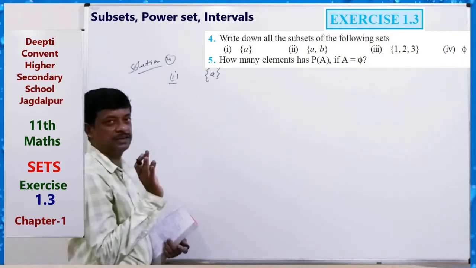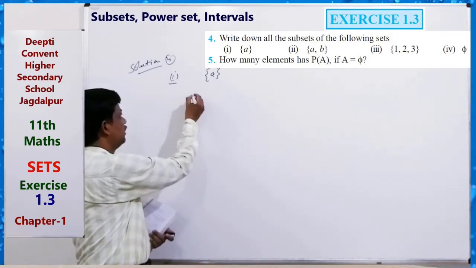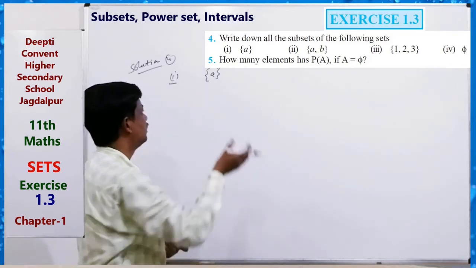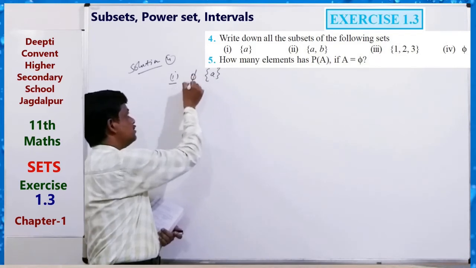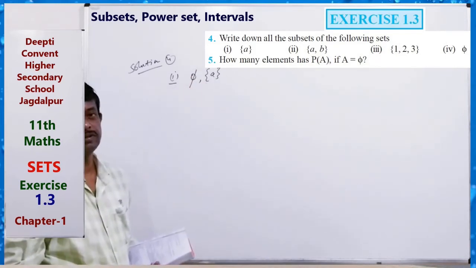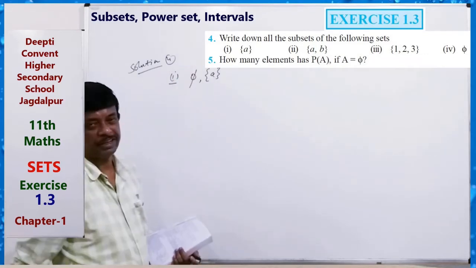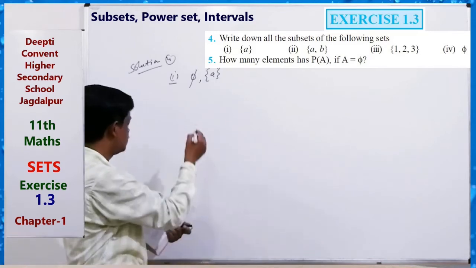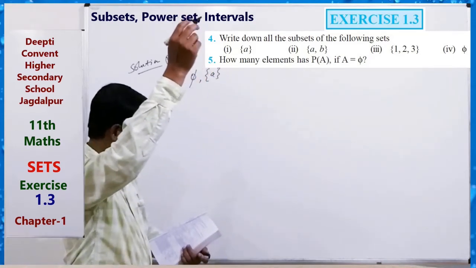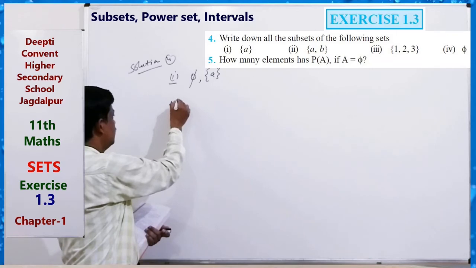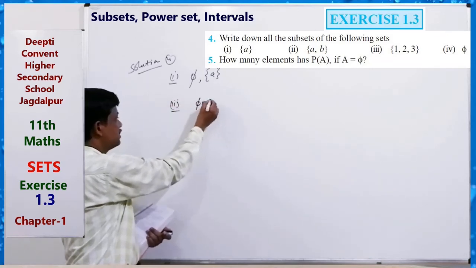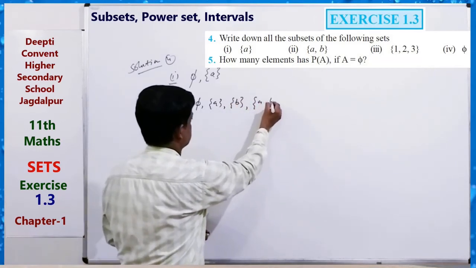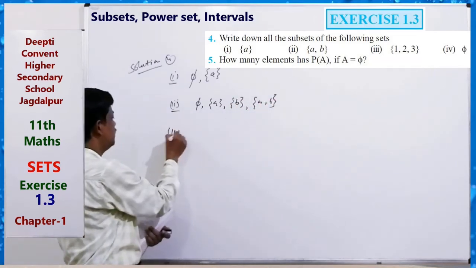The first, by taking a single element, this is also a subset, and phi is a subset. Phi is always a subset of any set, so phi is a subset, and also singleton A is a subset. Okay. Second, what? AB. Second, AB means phi is a subset, A is a subset, B is also a subset, AB is also a subset. Okay.